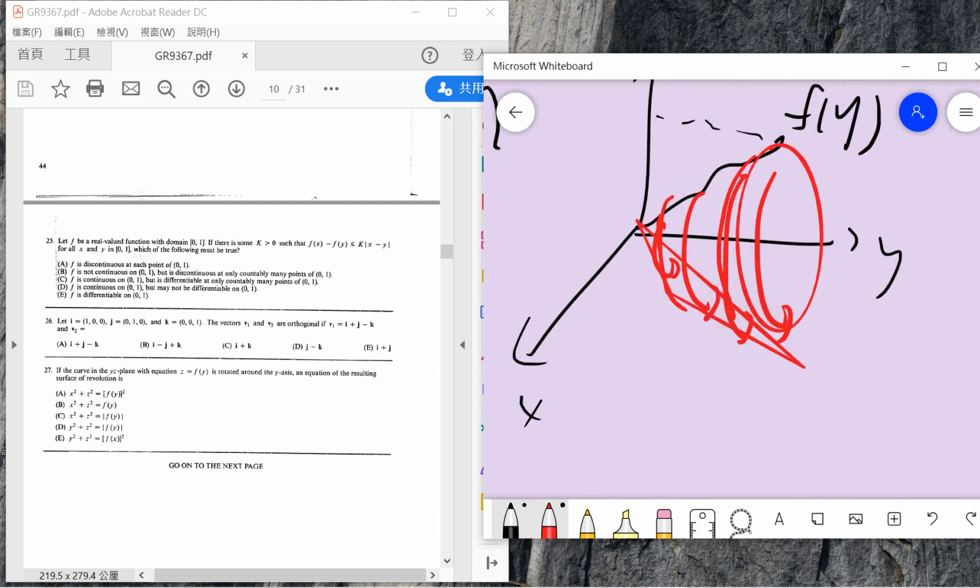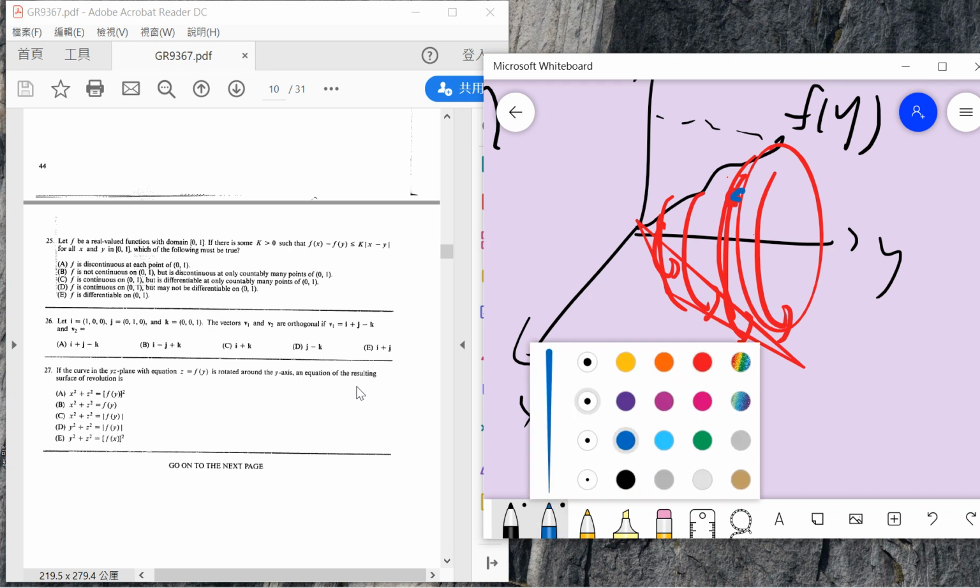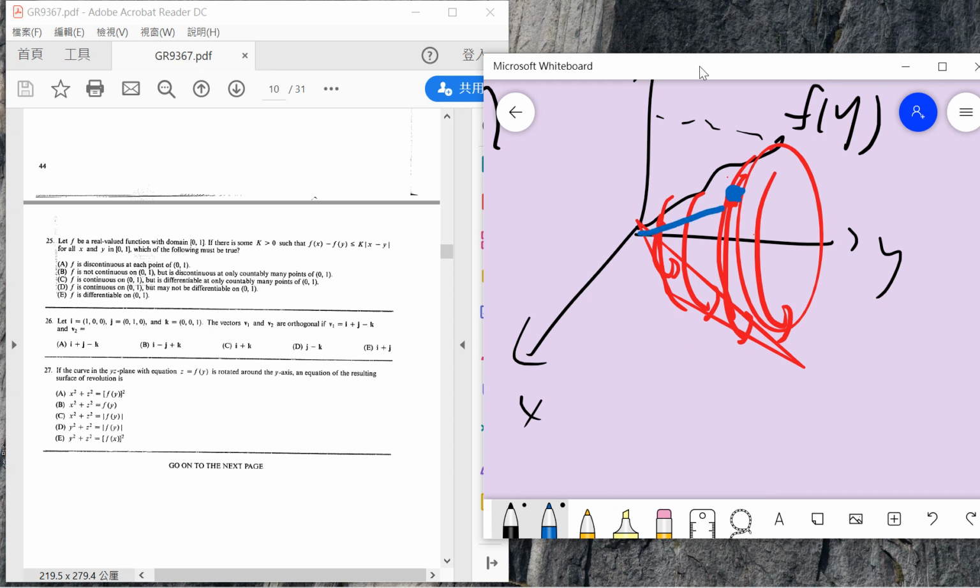Okay. So if I take this point, then the length from 0, 0, 0 to this is just the f of y, right? The distance is composed of two coordinates. One is definitely this x, right? One is the z, right? So basically, how should I plot it?